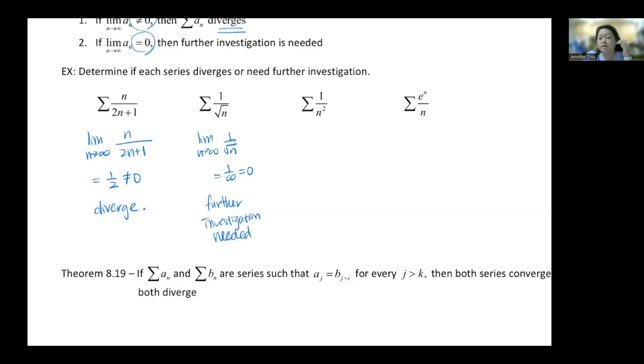And we'll get these investigations later on in the chapter, so don't worry about it, okay? Next one, you have limit as n approaches infinity of 1 over n squared. Same thing as 1 over infinity, which is 0. Again, this is another case where you need further investigation.